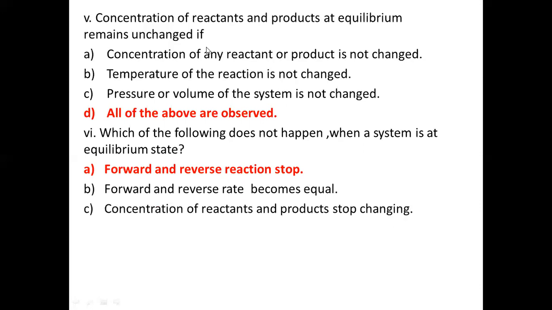Concentration of reactants and products stop changing. Yes, this is the definition of the equilibrium state, that at equilibrium state the concentration of the reactants and products becomes constant. Becomes constant means will not change. Reaction continues to occur in both directions, yes, in forward direction as well as in reverse direction. So the correct option is forward and reverse reaction stop. This does not happen at equilibrium state.